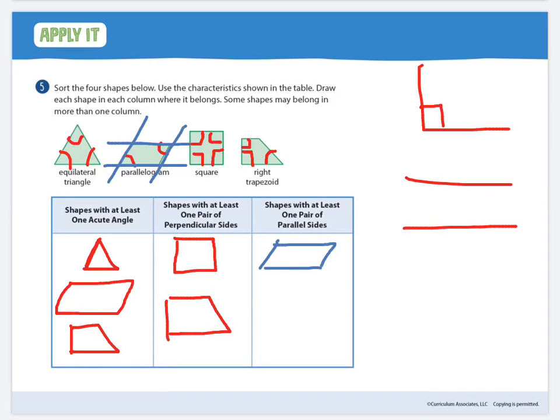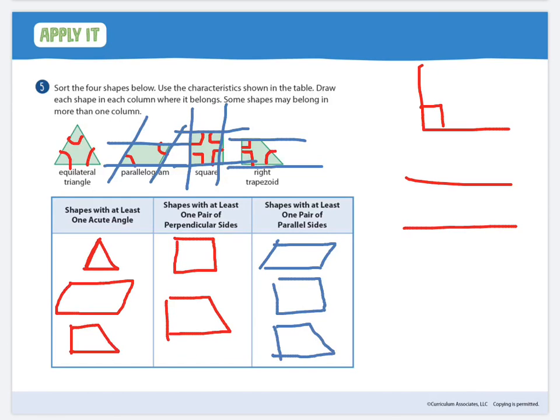Okay, the square also has two pairs of parallel sides. Here's the first pair. Here is the second pair of parallel sides. So the square can also be drawn in this column. Finally, the right trapezoid also has one pair of parallel sides. The top and the bottom line or sides never cross. So that shape also can go into the third column.